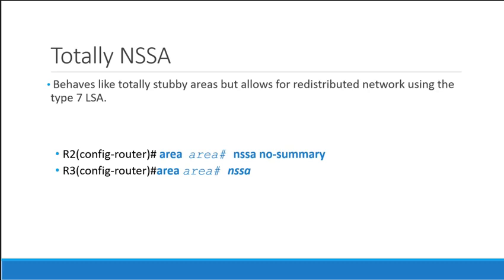And then lastly, our totally not so stubby area behaves like a totally stubby area, but allows for the locally redistributed network using a Type 7 LSA.